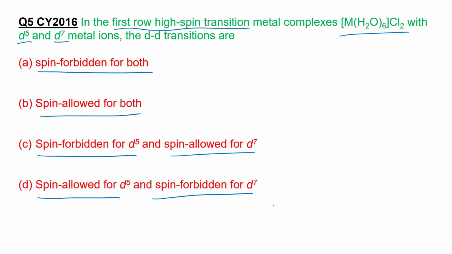You have to choose the correct answer among these four options. So here, one octahedral first row transition metal complex is given having the formula M(H2O)6Cl2, and two different metal ions are there, d5 and d7, so two different systems. Now you have to think about d-d transition in those complex systems. Now coming to the answer.